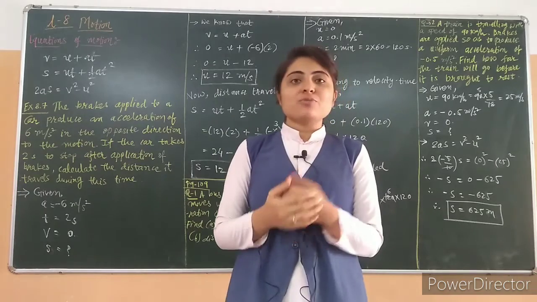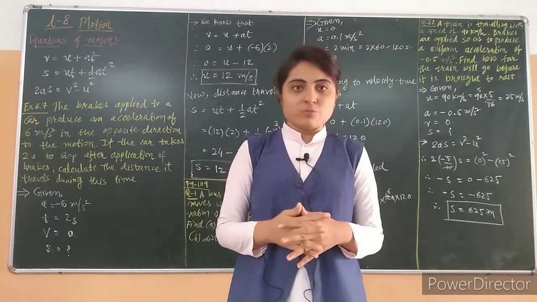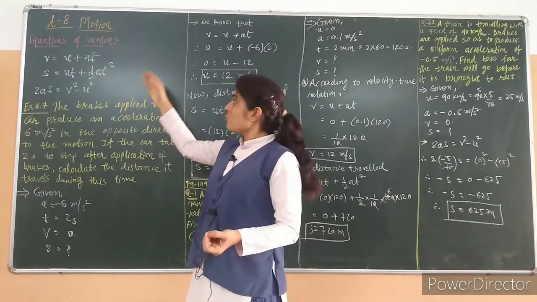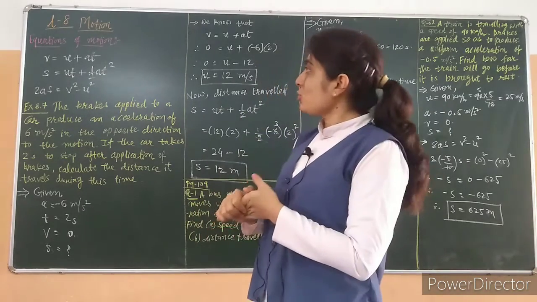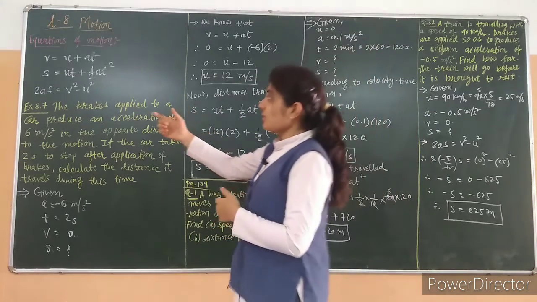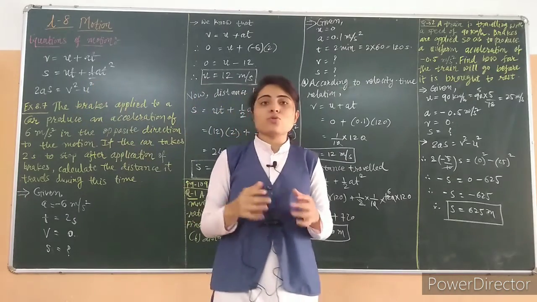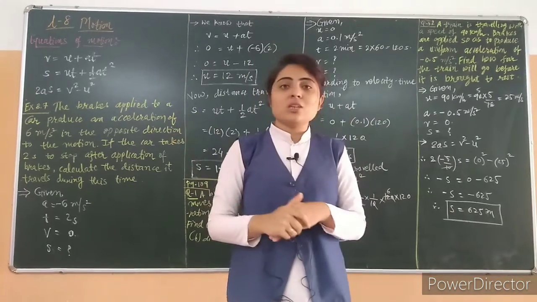In the previous lecture, we were calculating the numericals based on the equations of motion, right? So again, we are recalling the equations of motion. The first equation is v = u + at, the second is s = ut + half at square, and the third is 2as = v square minus u square. These three equations we are using in numericals.